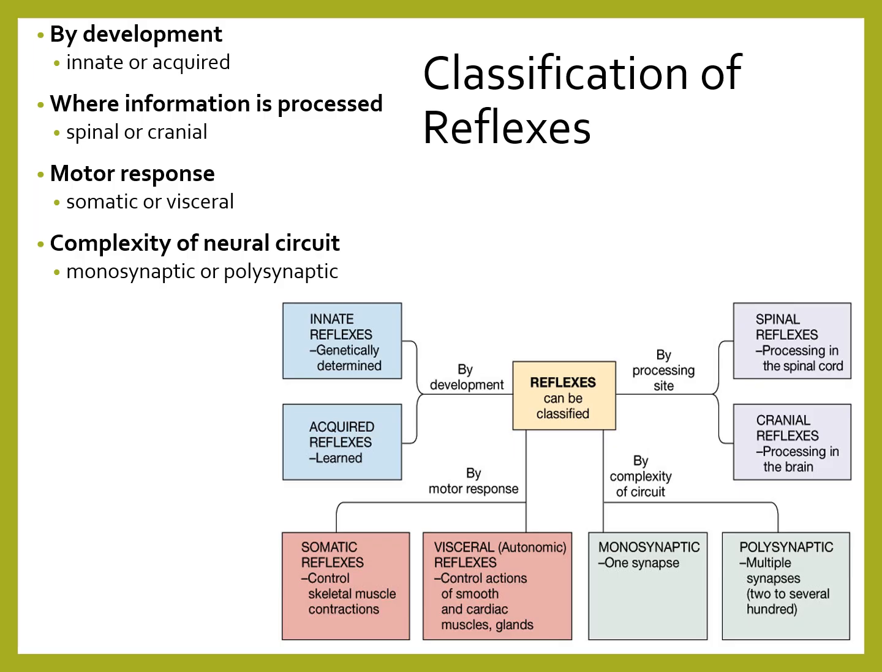You can classify it based on the motor response. Is the motor command sent out through somatic motor neurons, or is it sent out through autonomic nervous system neurons that control viscera? So we have somatic and visceral reflexes. And then finally, you can classify reflexes based on the complexity of the neural circuit. Is it a monosynaptic reflex or a polysynaptic reflex? Monosynaptic means there's only one synapse involved in this reflex pathway. Polysynaptic means there's more than one.